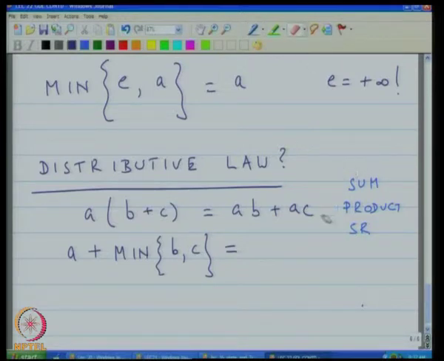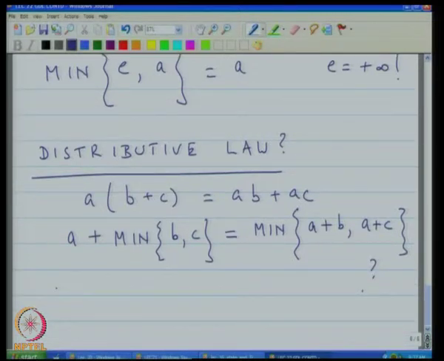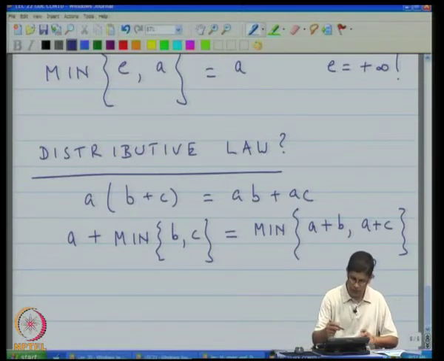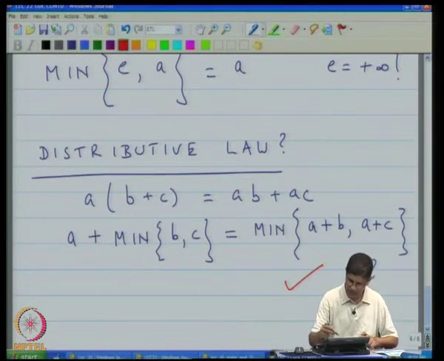equal to the min of A plus B, A plus C? That is the question. And of course, once you have the question very clearly laid out, it is immediate. Of course, that is true. A plus the minimum of B and C is the same as the minimum of A plus B and A plus C. So, the distributive law also holds. So, the answer is yes.